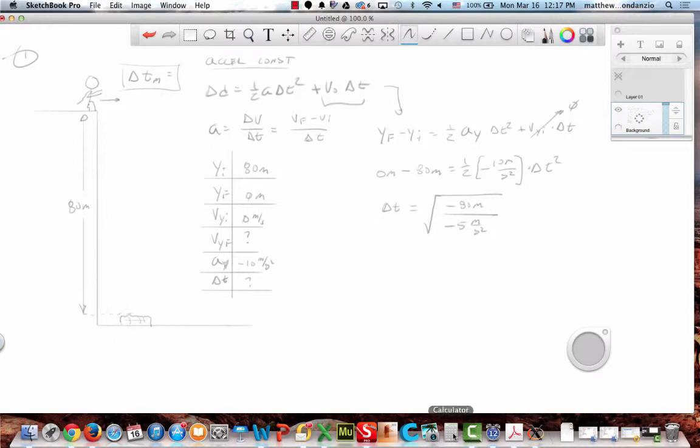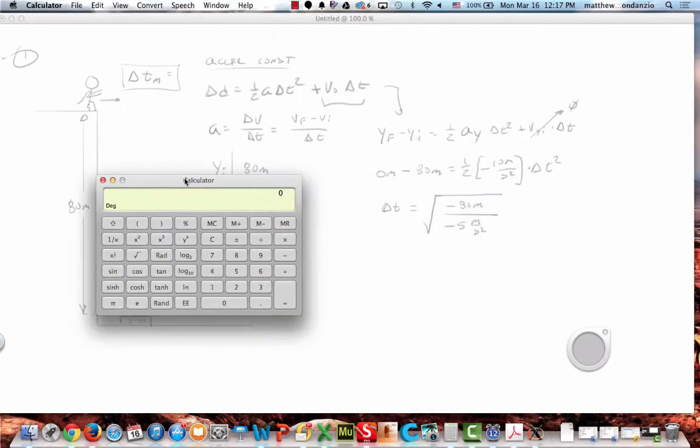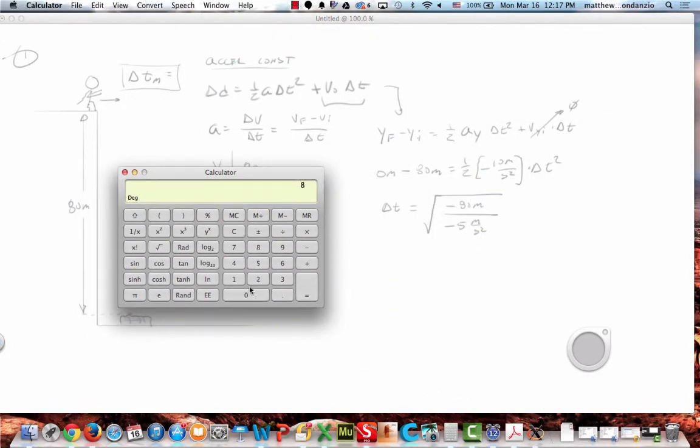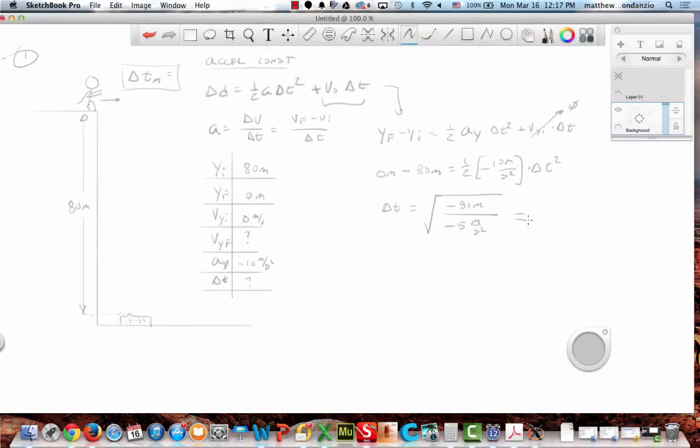Okay? So I can come back and I can say 80 divided by 5, because the negatives cancel. 80 divided by 5, square root. Look at that. Time is what? 4 seconds. So my delta time is equal to exactly 4.0 seconds. Cool? Everyone good with that? Does that make sense? I know this process is a little bit cumbersome, but if you follow it, you'll never make a mistake, neither with your signs nor what equations you're going to choose.